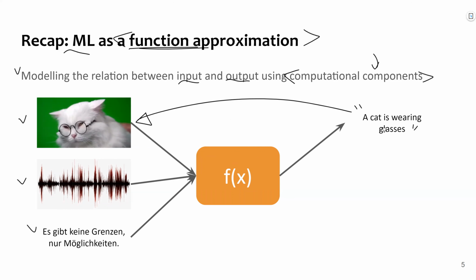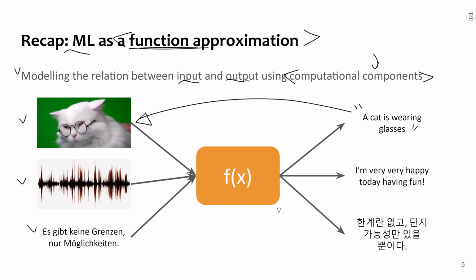A cat is wearing glasses. This is one example, a description of the picture. And the second output is the spoken language. From this audio signal, we want to transcribe the audio: I am very, very happy today, having fun. And let's say we want to translate this German language into Korean. And we can do these things using our machine learning algorithms or deep learning algorithms.